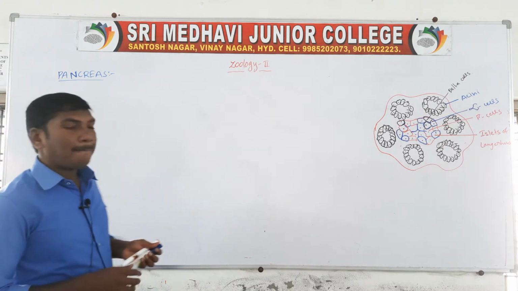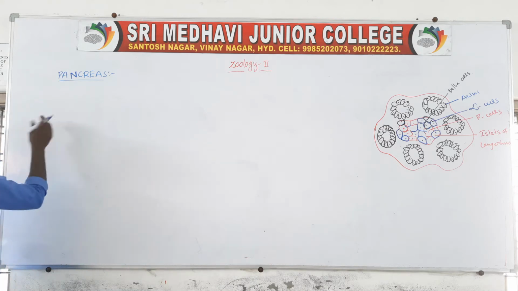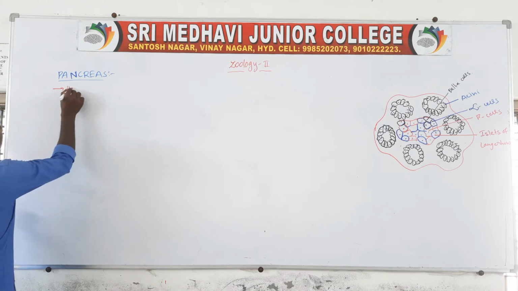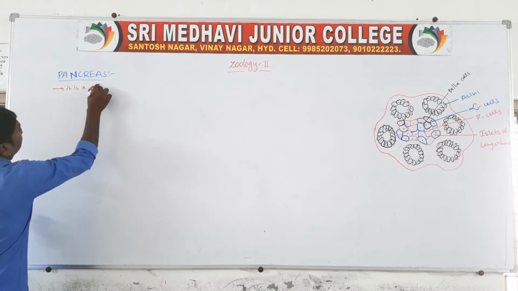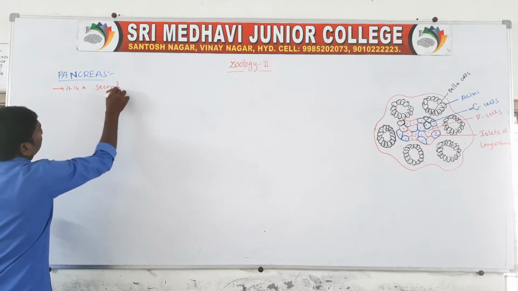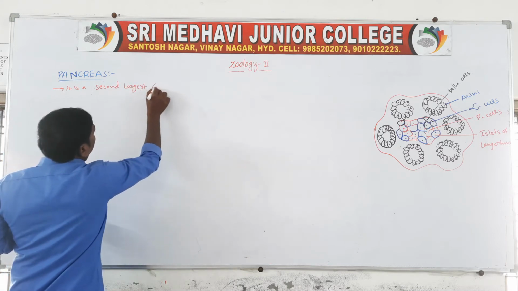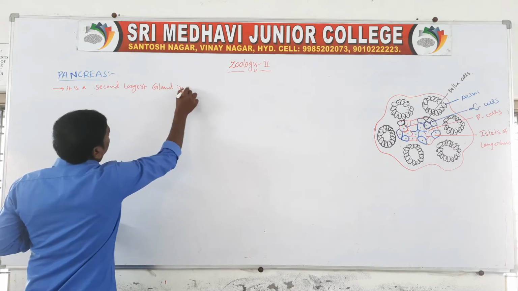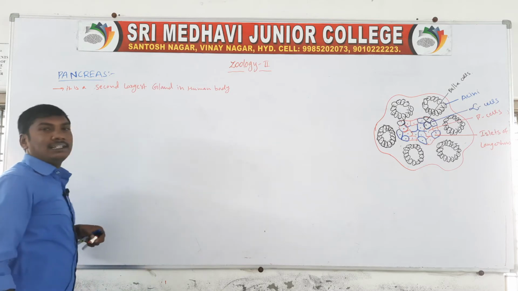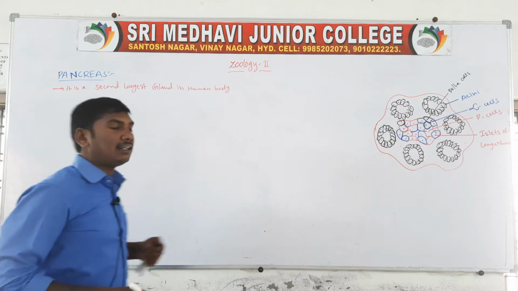So the pancreas is the second largest endocrine gland in the human body. The pancreas is the second largest gland of the human body. The first largest gland is the liver, so the second largest gland is the pancreas.